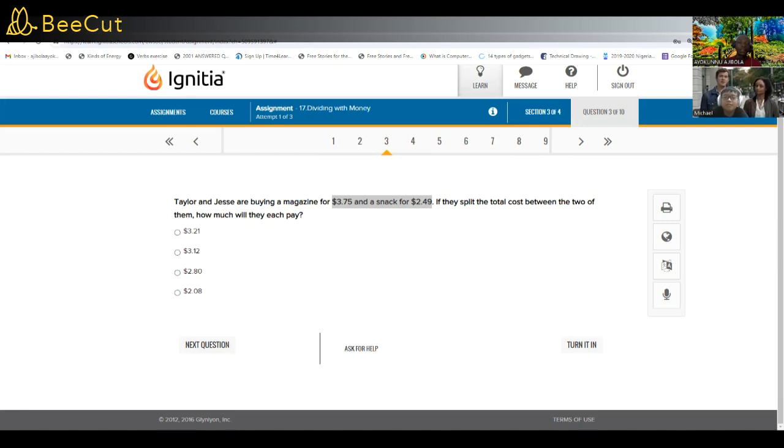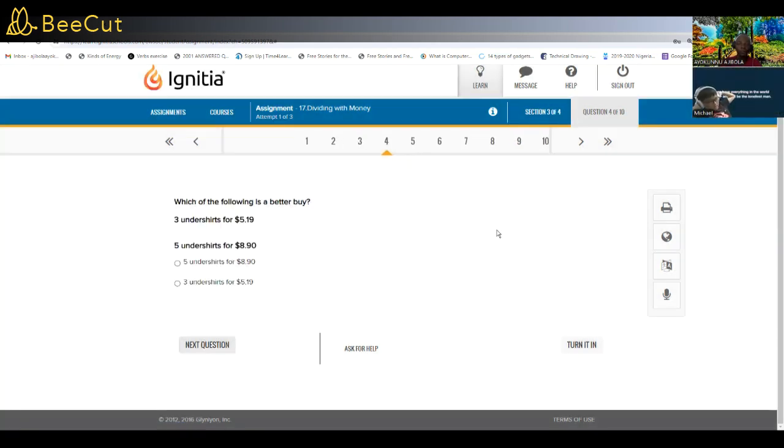Now we divide it into 2. Is that clear? Yes. And that will be 3.12, which is the answer you only guessed, and your guess was right, but you need to know how to do it. Is that clear? Now, read the next one.